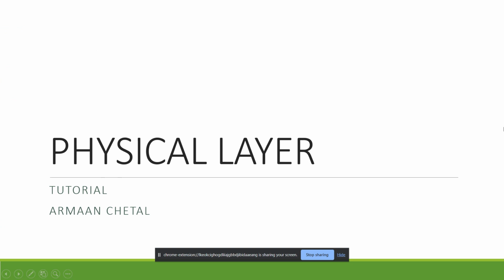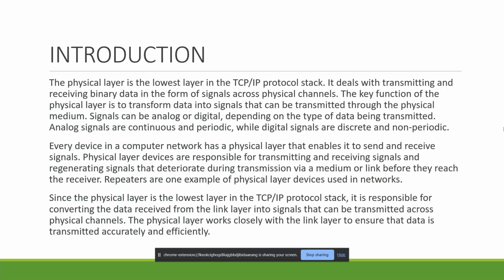This is a tutorial for the physical layer. It is the lowest layer in the TCP/IP protocol stack and deals with transmitting and receiving binary data in the form of signals across physical channels. The key function of the physical layer is to transform data into signals that can be transmitted through the physical medium. Signals can be analog or digital, depending upon the type of data being transmitted. Analog signals are continuous and periodic, while digital signals are discrete and non-periodic.